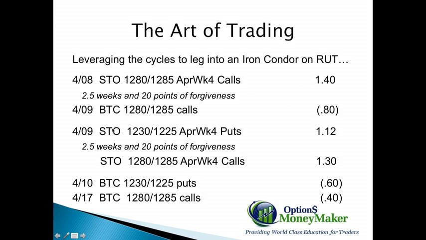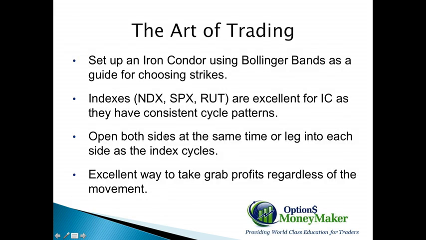Now the indexes that we trade, which I mentioned before, let me just back up here, are NDX, the NASDAQ 100, SPX, the S&P 500, and RUT, which is the Russell 2000. All three of these are excellent for Iron Condors because they have very consistent cycle patterns. And when you start to recognize them, you may never ever want to trade another equity. We don't trade very many stocks. We trade these indexes. This also is a way to simplify your trading. You don't have to constantly be scouring the universe for optionable stocks. Indexes are a great strategy for you.